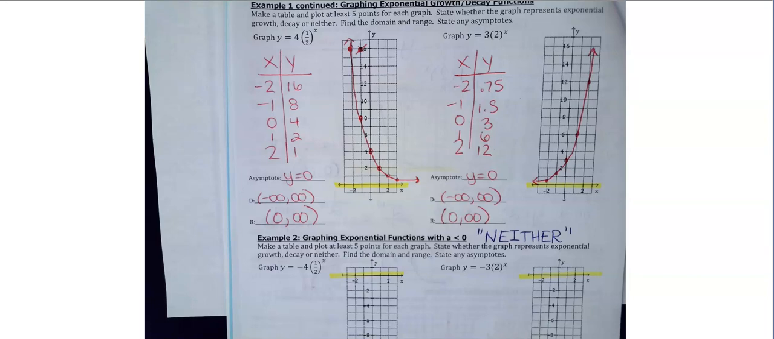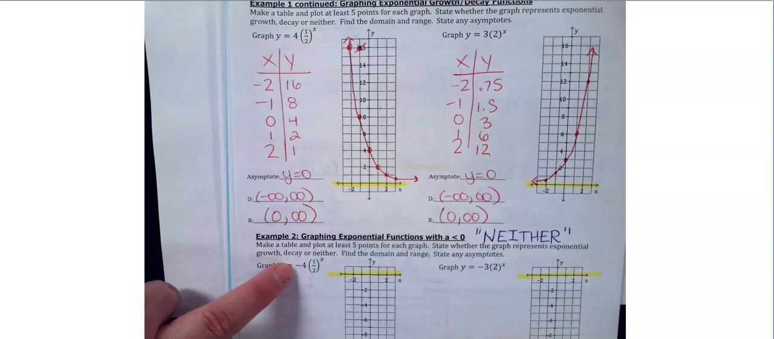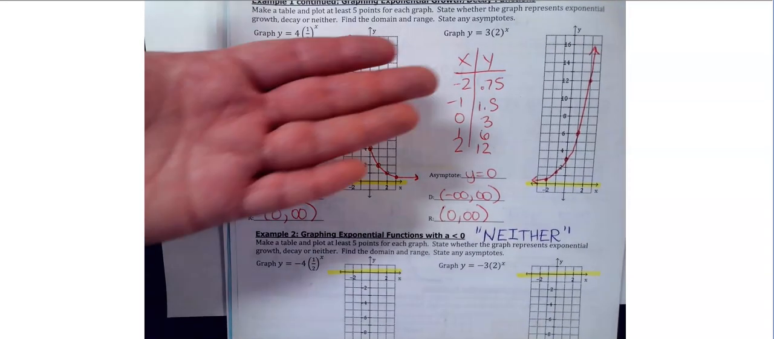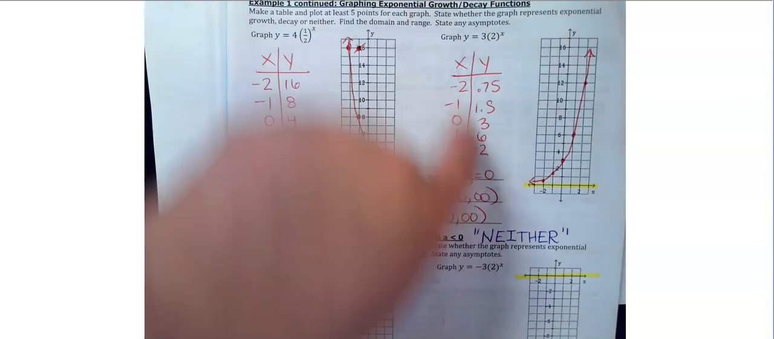A negative in front of the equation like that is called a reflection over the x-axis. I'm literally just going to take this and flip it upside down. It's the same identical equation, except this one is negative and this one is not. It's just going to flip it over.